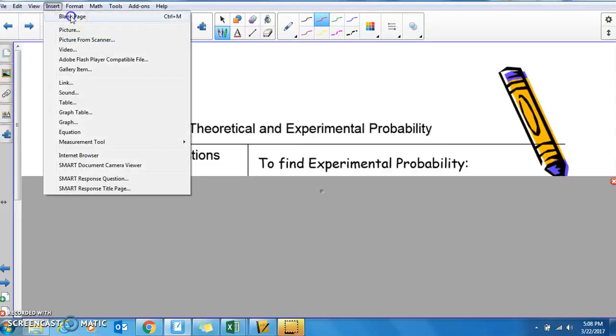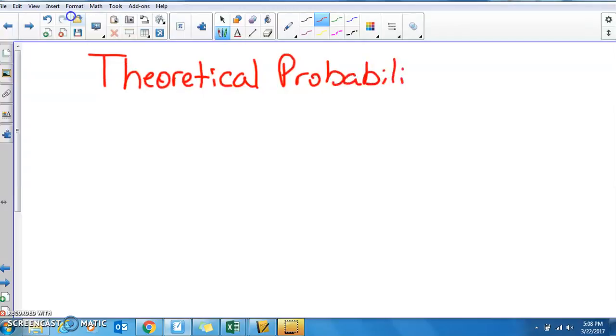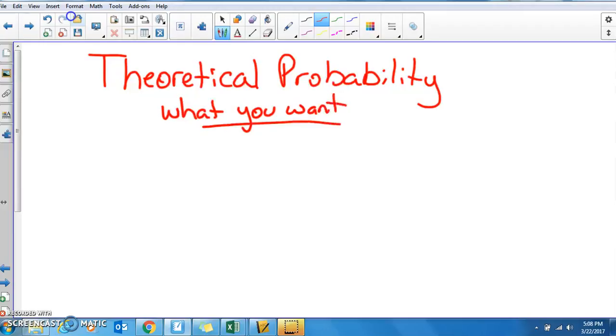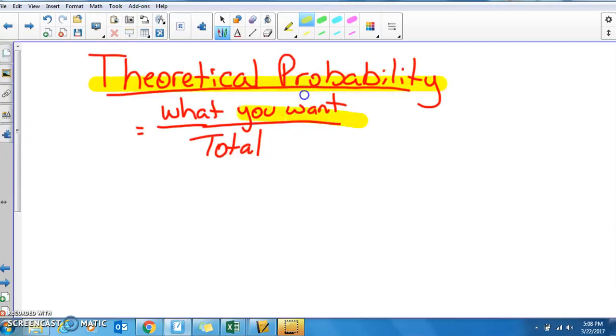Alright, I want to insert a blank page here. So we have theoretical probability. Another way of writing the formula is what you want over the total. Okay? So if you can think about this, that's an easy one to remember as opposed to the other one. So theoretical probability is what you want over the total.